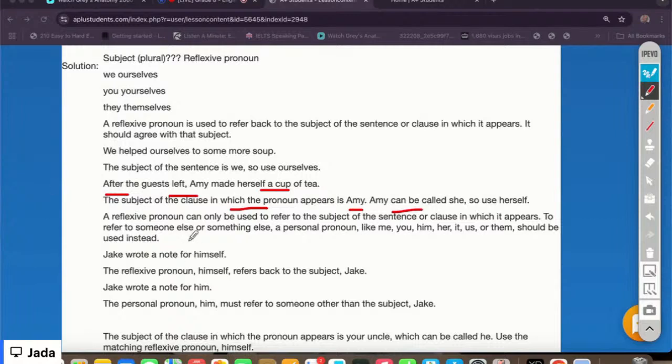Now, a reflexive pronoun can only be used to refer to the subject of the sentence or clause in which it appears. To refer to someone else or something else, a personal pronoun like me, you, him, her, it, us, or them should be used instead. So if you're referring to someone else, then you have to use this personal pronoun. Okay? So that's the pattern.